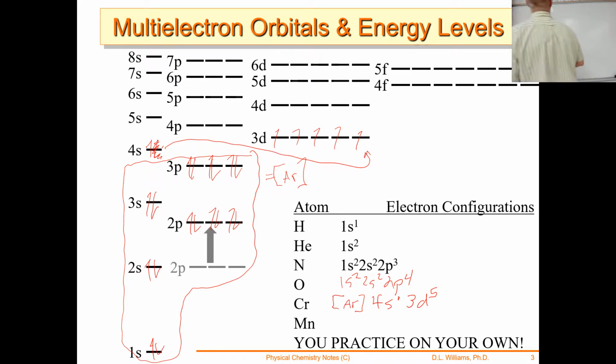Okay, you can look at this, and you could say, well, what about molybdenum? So let's take what we've just learned with chromium and do molybdenum. Okay, let's try to make it easy on ourselves. So here's molybdenum, it's number 42. I really don't want to count up 42 electrons.